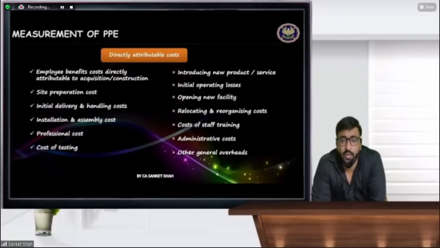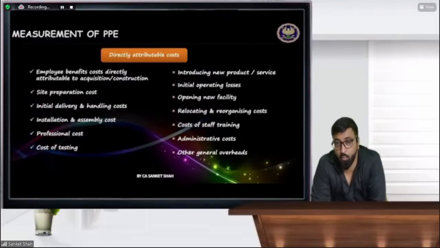Initial delivery: the first time you take delivery of that asset, for example from UP sent to you in Maharashtra, or from Haryana. Now I bought one chair from Haryana, beta, and the cost of this chair, that cost will be added, but obviously. Installation and assembly cost is also added, but obviously.